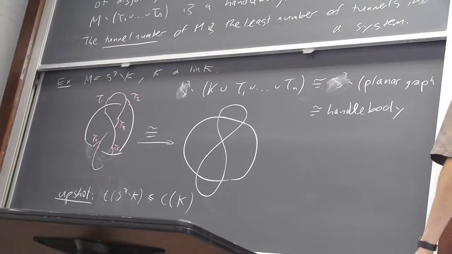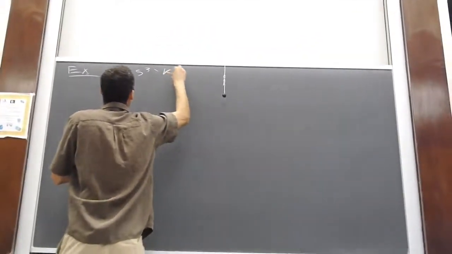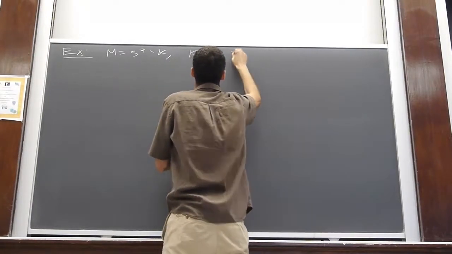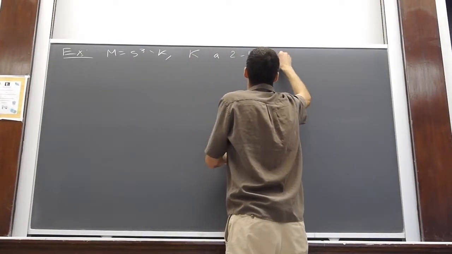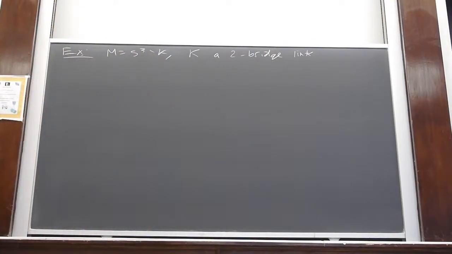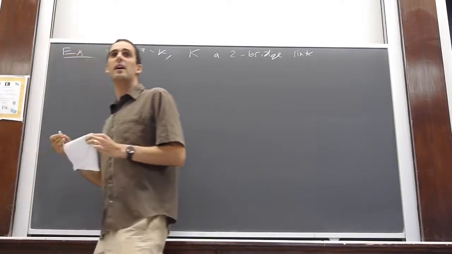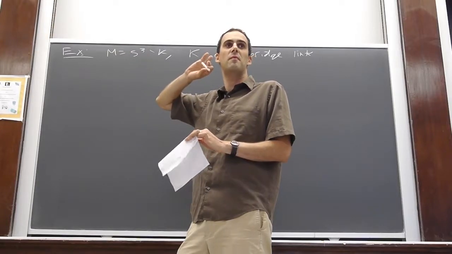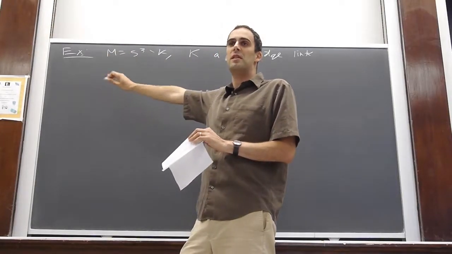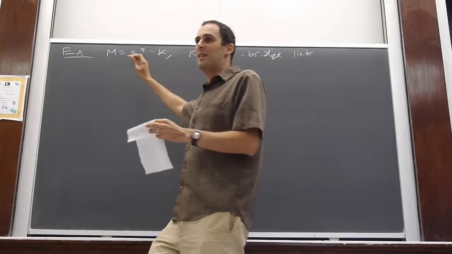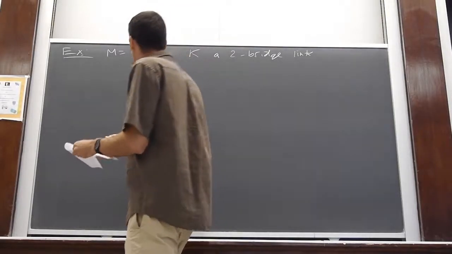So here's another example. M is S3 minus K, and this time I'm going to insist on K being a two-bridge link. And so we draw the same picture in a slightly different way. I realize that it's Friday morning on the last day of the conference. This talk is going to feature a good number of pictures, and in particular, every proof will mainly be a picture and a small number of words. I'll try to have more pictures than words.